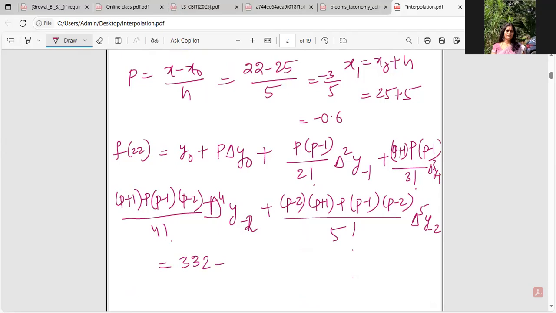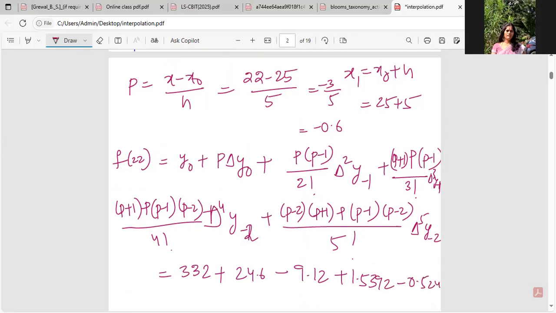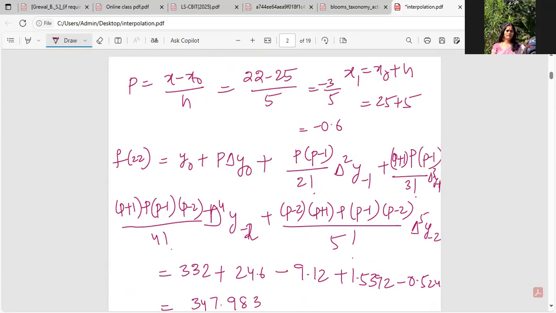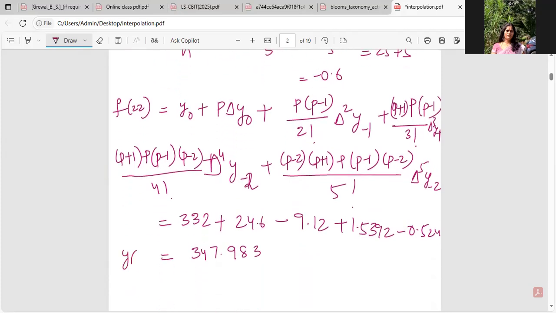Anyways, y0 is 332. P delta y0 would be 24.6. This would be 9.12, 1.5392, minus 0.5241. Guys, you can as well check this. Okay, always make it a point to take a minimum of 3 decimal accuracy, so as not to make a truncation error, not to lose track of the actual value.